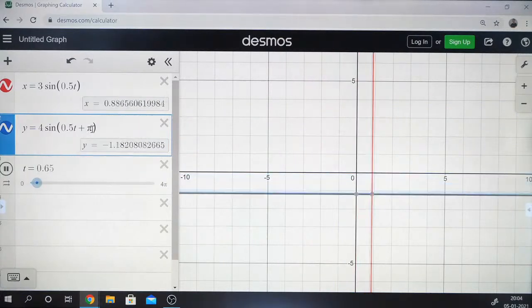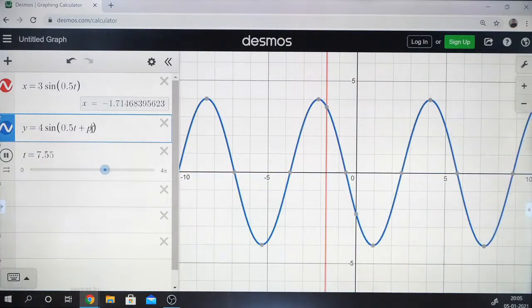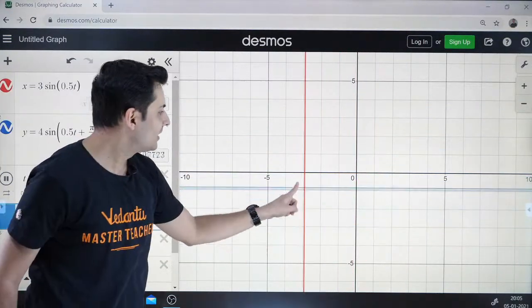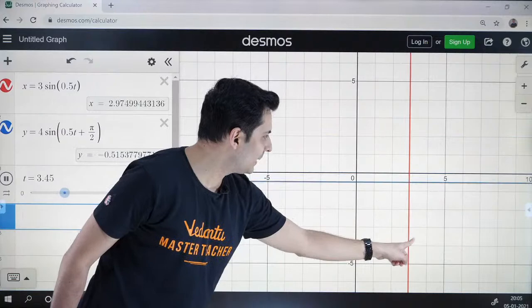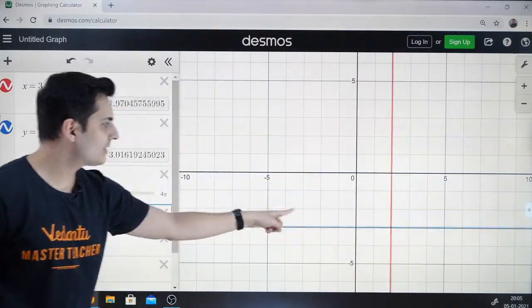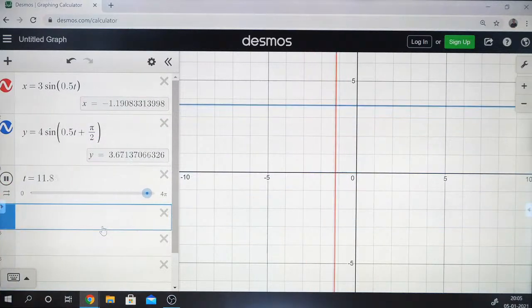Alright. Now let's make it pi by 2 and see what happens. See how it goes. Is it going in an elliptical form? Look at that. So there are two SHMs superimposed over each other. See how that resultant motion is.